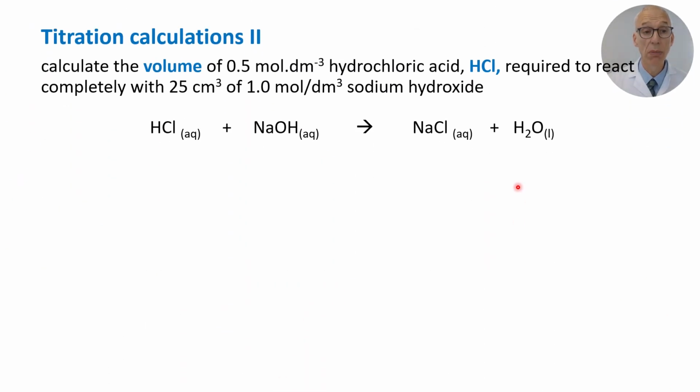So here's a problem for you to try. Calculate the volume of 0.5 hydrochloric acid that reacts exactly with 25 centimeters cubed of 1 mole per decimeter cubed sodium hydroxide. Here's the equation. Of course, it's a 1-to-1-to-1 mole ratio. See if you can calculate the volume of hydrochloric acid that would completely react with that volume of sodium hydroxide at that concentration. Stop the lesson, carry out the calculation, come back to check when you are ready.